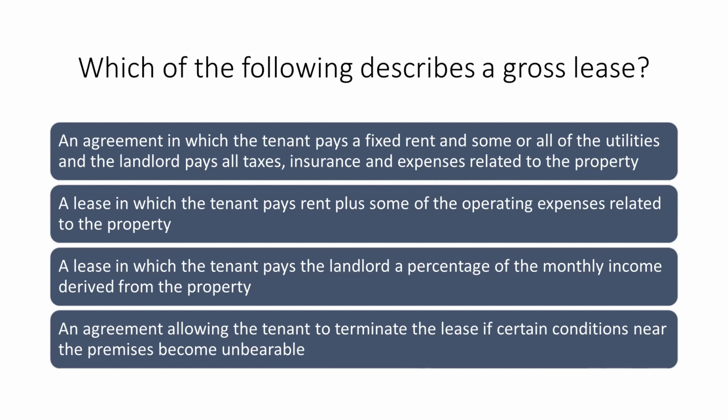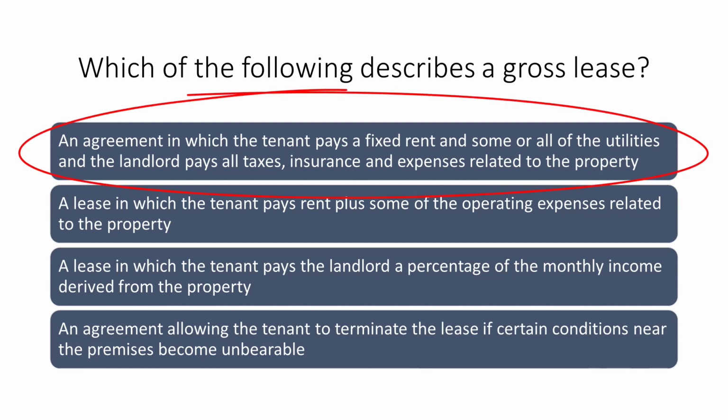The answer is A. An agreement in which the tenant pays a fixed rent and some or all of the utilities, and the landlord pays all taxes, insurance, and other expenses related to the property. In a gross lease, the tenant pays no part of the property's operating expenses other than utilities.